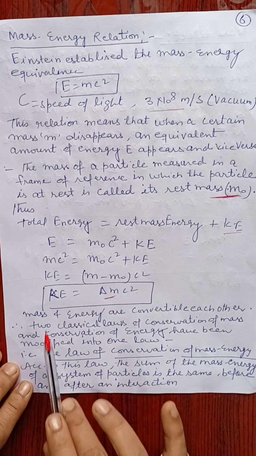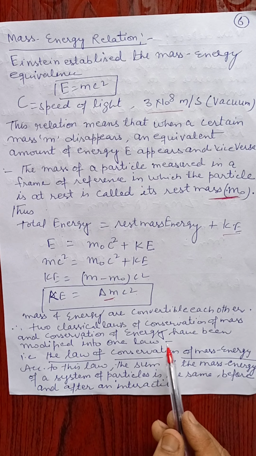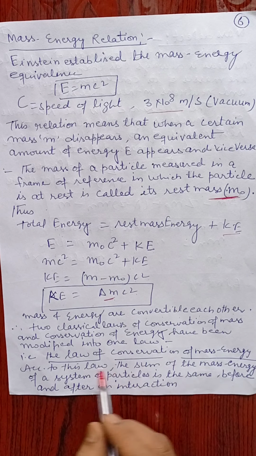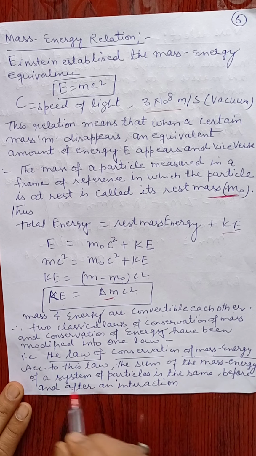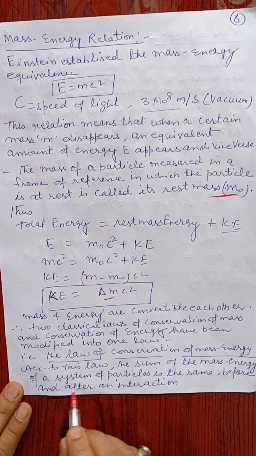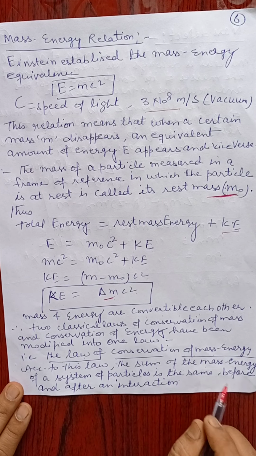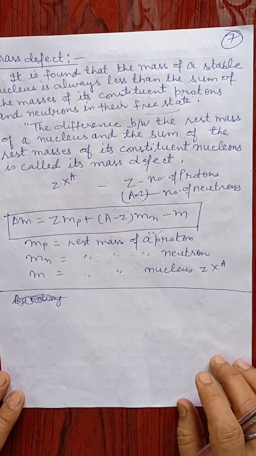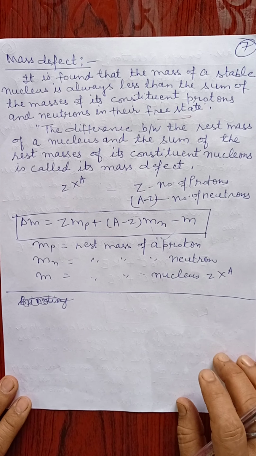Therefore, the two classical laws of conservation of mass and conservation of energy have been modified into one law, known as the law of conservation of mass energy. According to this law, the sum of the mass energy of a system of particles is the same before and after an interaction. Now we will find the value of the mass defect and how to calculate a numerical problem on the basis of this formula.